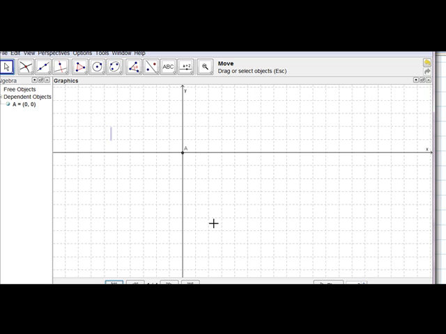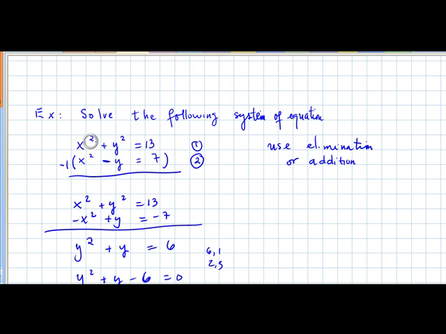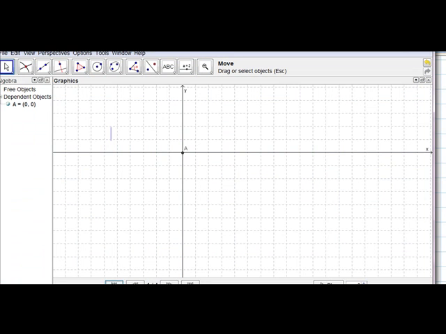So I'm going to graph my system. Remember that I told you equation 1 is a circle and equation 2 is a parabola. So let's try that. I see that equation number 1 is a circle with the center at 0, 0, and the radius is the square root of 13. So I plot the center of the circle. So here's how I graph my system.